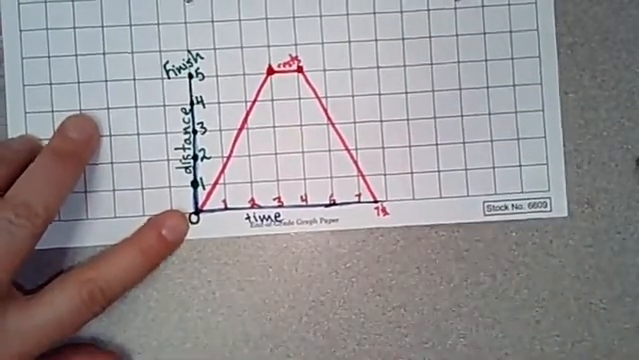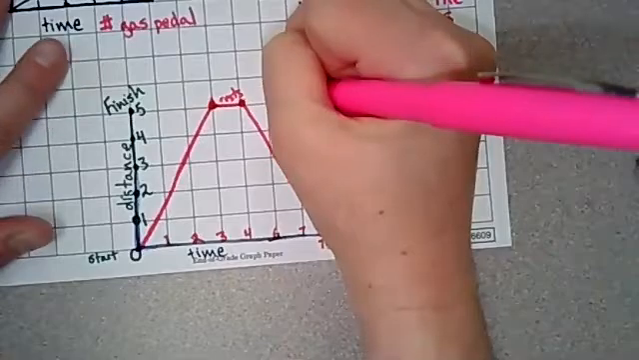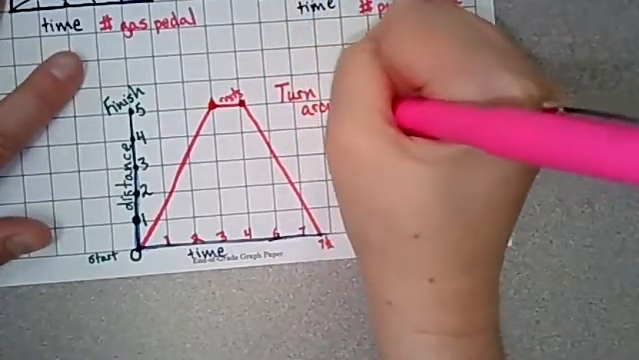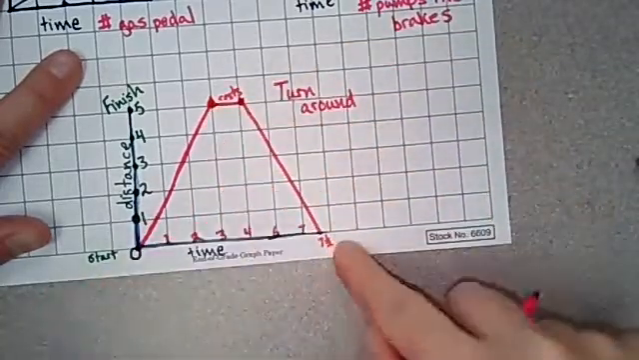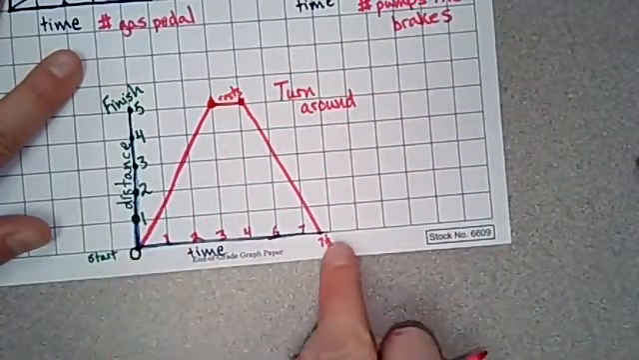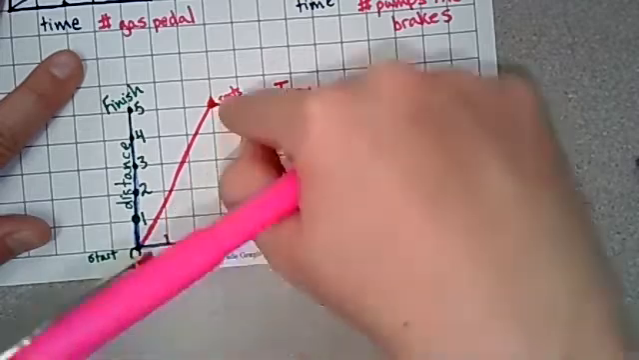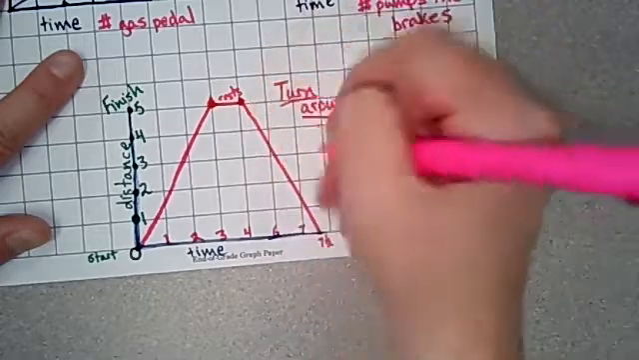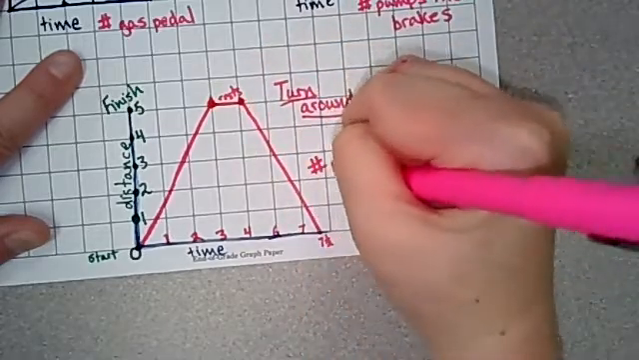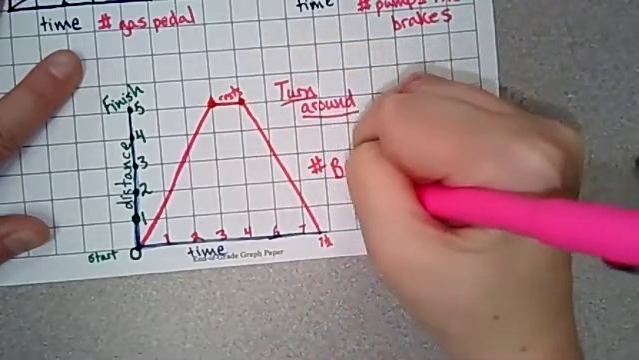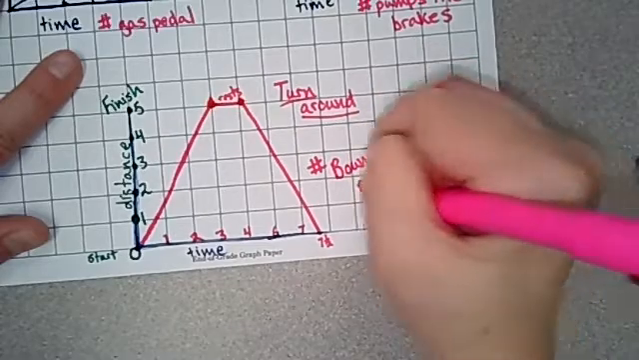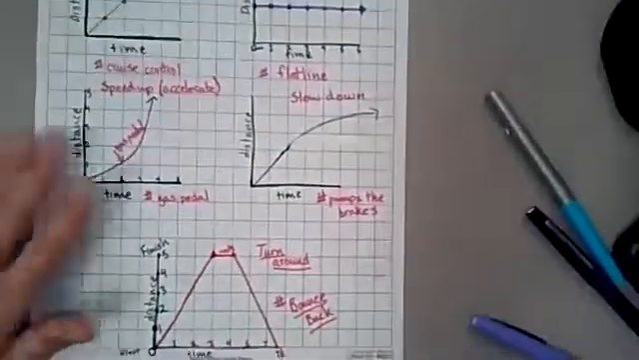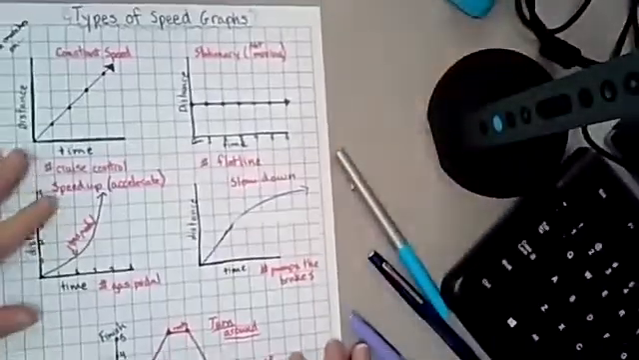So this is what I like to call the turnaround. This is a turnaround graph. She ran all the way to the end and then came back to the beginning. This is the start and this is the start again. So start to the finish and then back to the beginning. We're going to call this hashtag bounce back. Okay, so these are the five most basic types of speed graphs, okay?